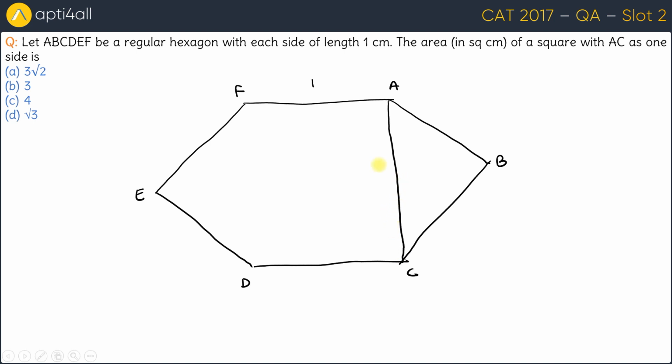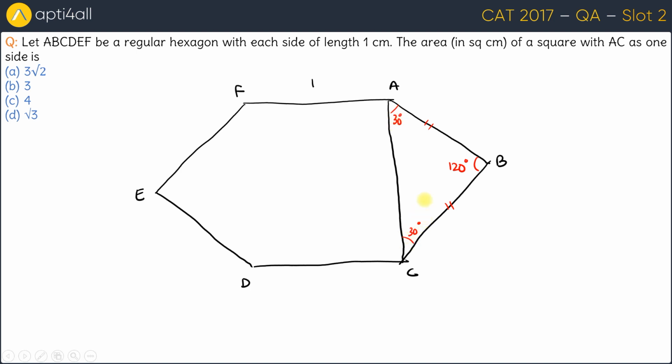So the area of a square is basically the square of its side. So we just have to calculate the value of AC, what will be the length of AC, and the square of it will give us the area of the square. Now if you look at this triangle here, this angle is 120, right? The internal angle of a regular hexagon is 120 and this side is equal to this side. So this angle will be 30 and this angle will be 30.